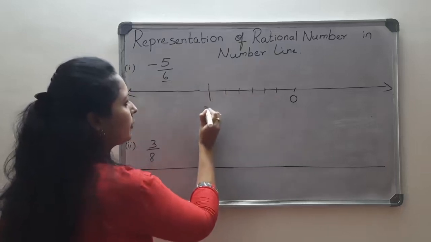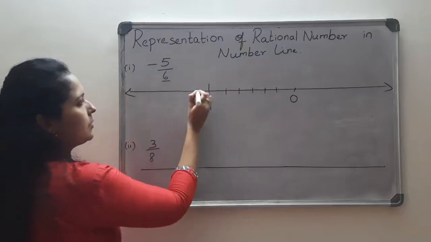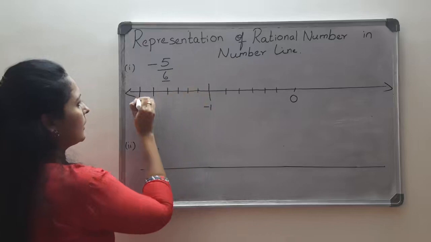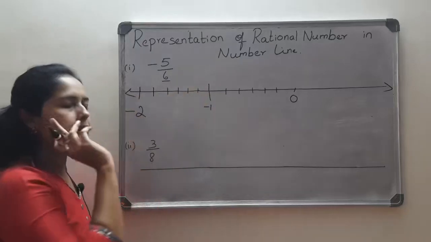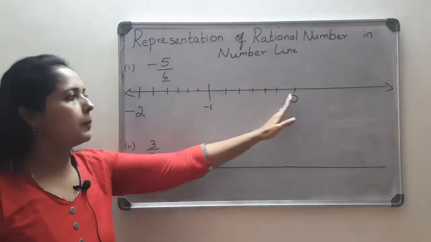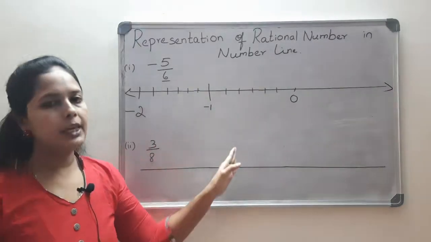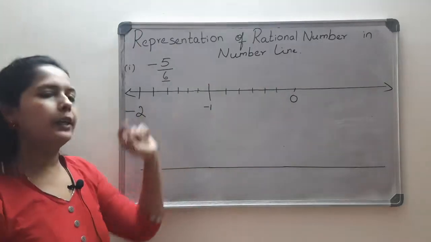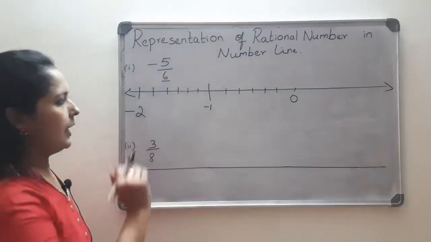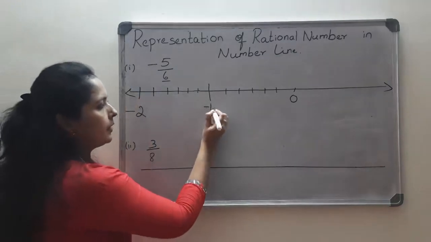In this one, we are going to write minus 1. Next one is 1, 2, 3, 4, 5, 6. This is minus 2. That is the first step. Understand? You are going to split the number line into 6 equal parts because 6 is the denominator. If 8, you have to split it into 8 equal parts.